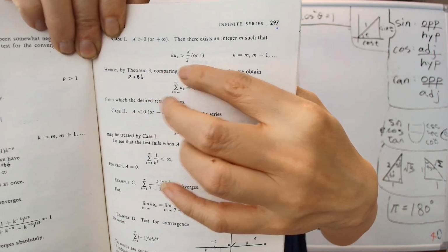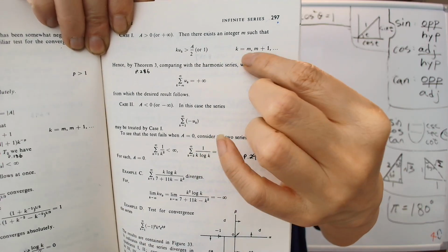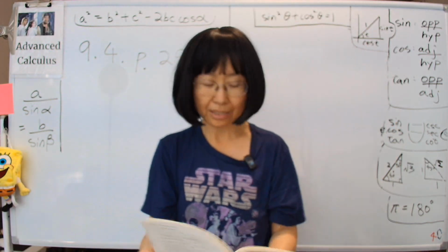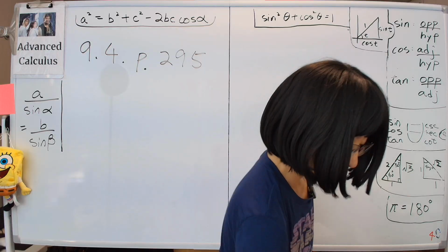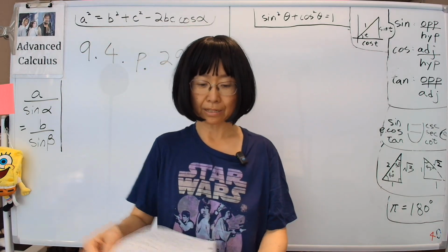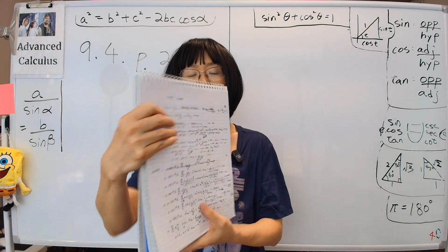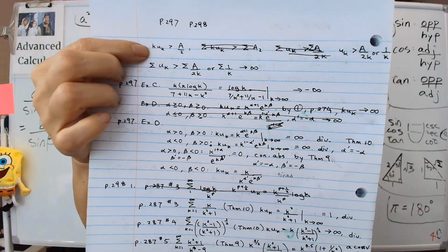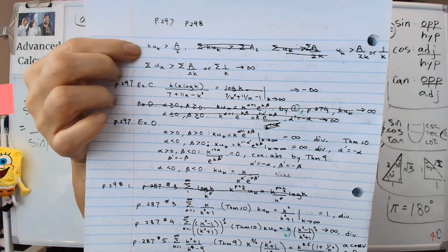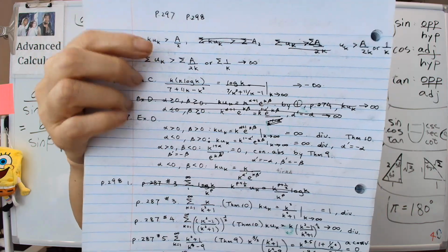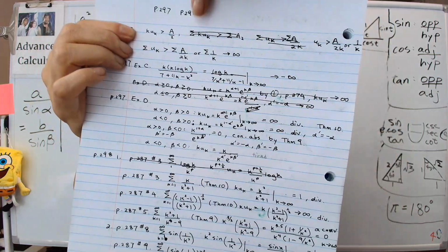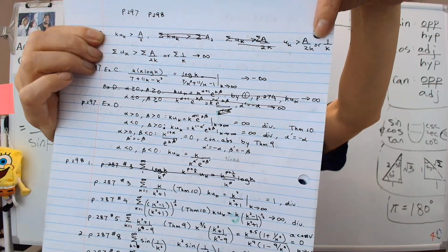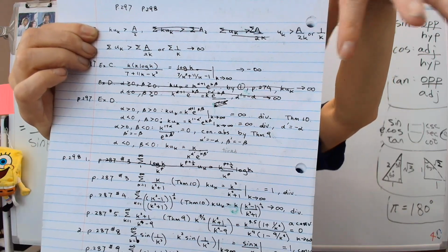And if this is the case, then this is for all big enough k. So as a result, this thing compares to the harmonic series in this way. Let me show you here. Since we have k times u_k is bigger than a over 2, manipulate the algebra a little bit, then u_k will be bigger than a over 2k.